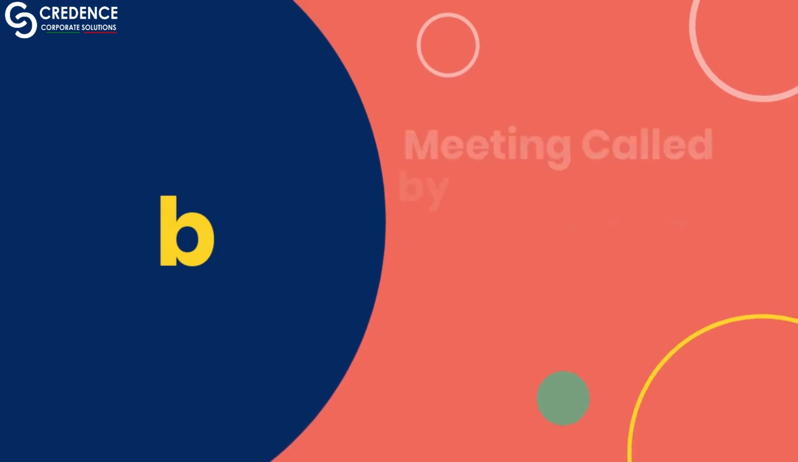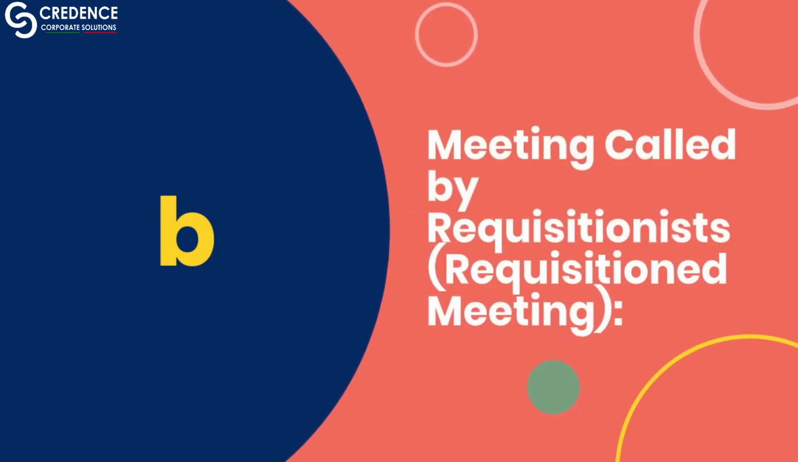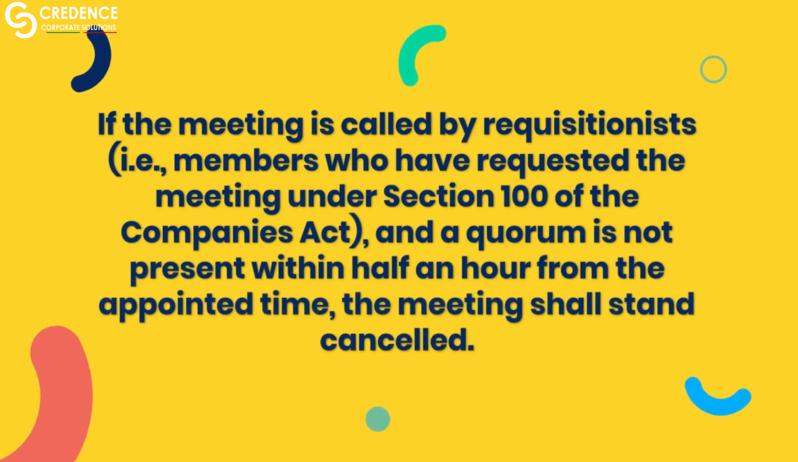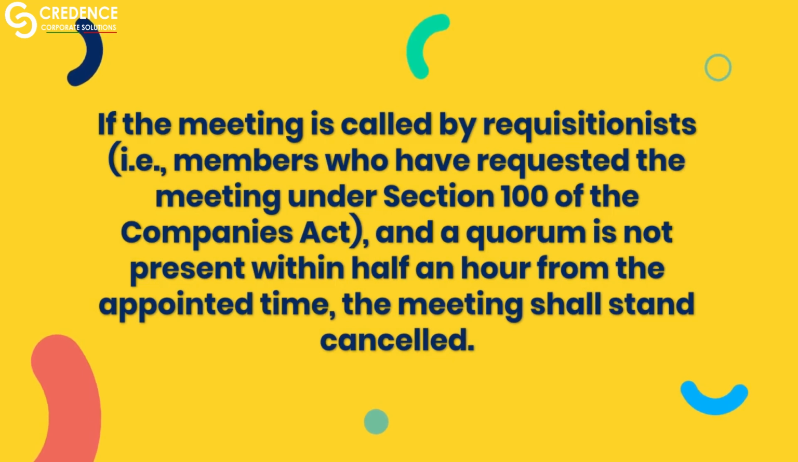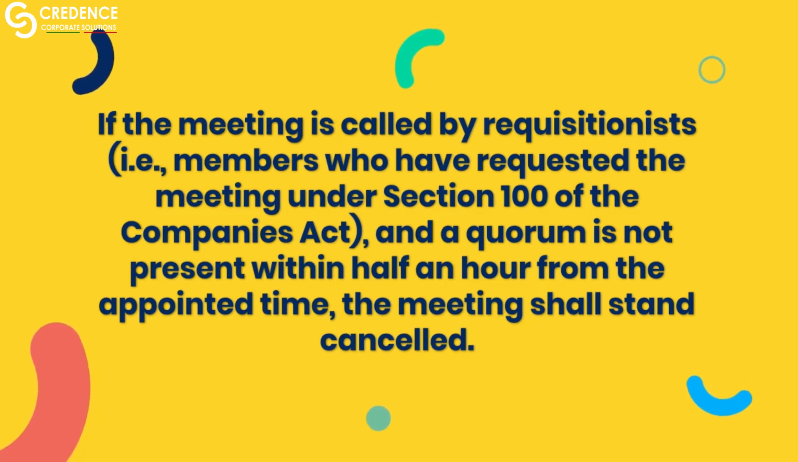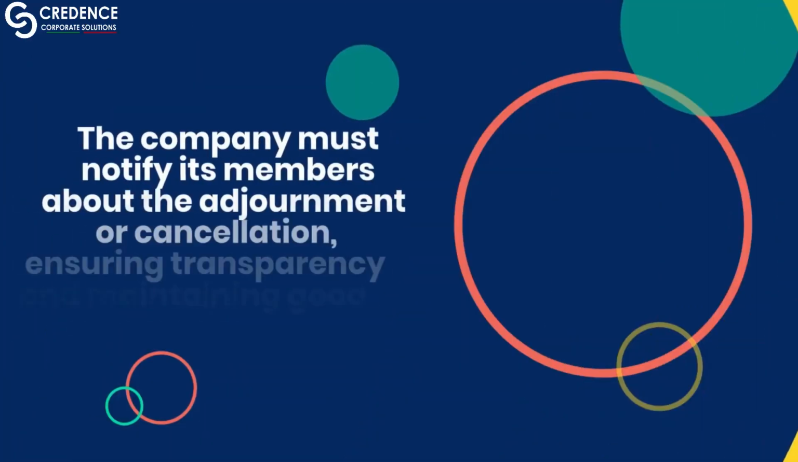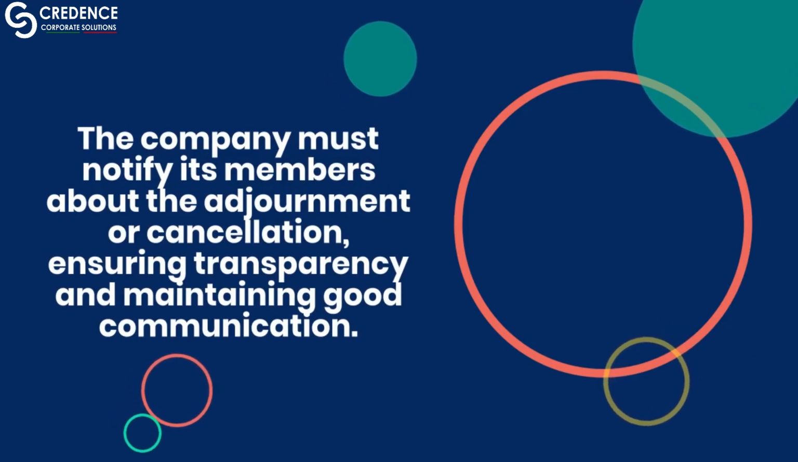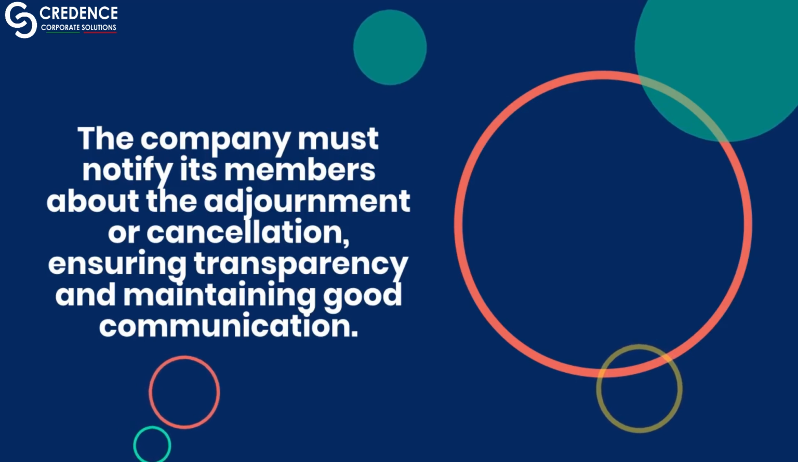B. Meeting called by requisitionists, requisitioned meeting. If the meeting is called by requisitionists, i.e., members who have requested the meeting under Section 100 of the Companies Act, and a quorum is not present within half an hour from the appointed time, the meeting shall stand cancelled. The company must notify its members about the adjournment or cancellation, ensuring transparency and maintaining good communication.